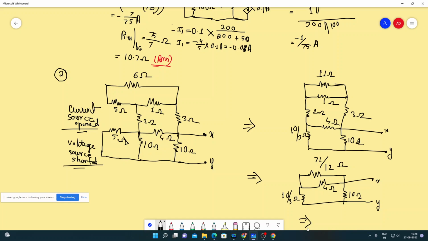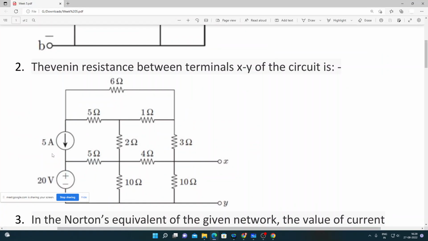So the parallel combination gives us some resistance value that will be in series with 10/3 ohms. So we will just add it, whatever value we get, it will be in parallel with the 10 ohms. So into 10 by the resulting value, or the resistance across X and Y, is R Thevenin, and that is 3.638 ohms.